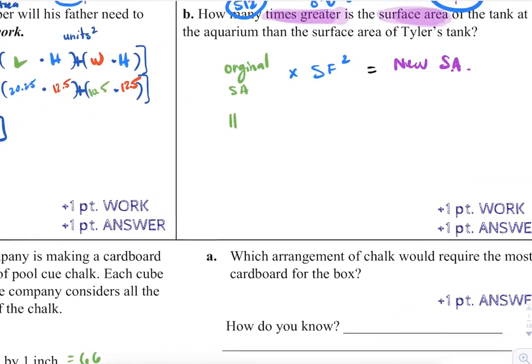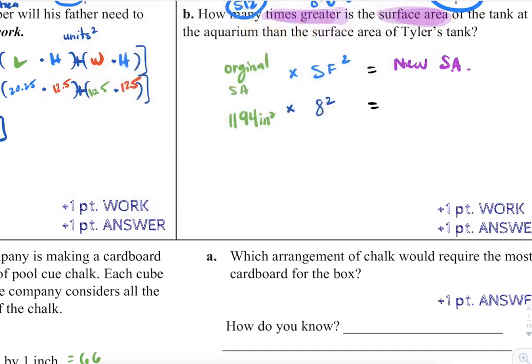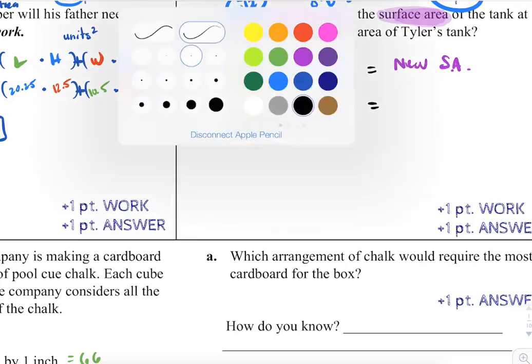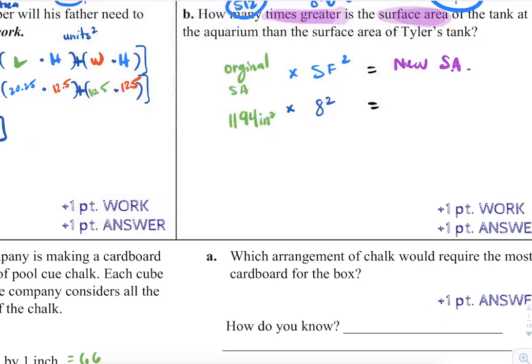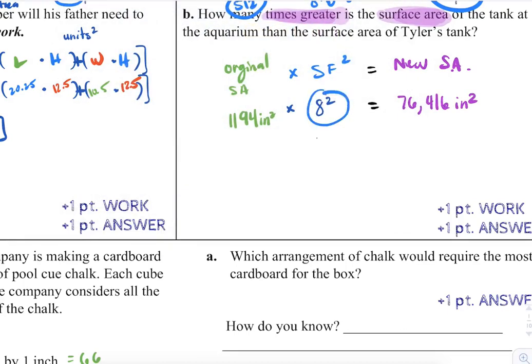1194 was your original, 1194 inches squared, and then we're going to multiply that by the scale factor of 8 squared. That should give us our new surface area, which is going to be 76,416 inches squared. Now, this is what I'm looking for one more time. We are looking for this: 8 squared, 8 times 8, or 64 times larger or greater.